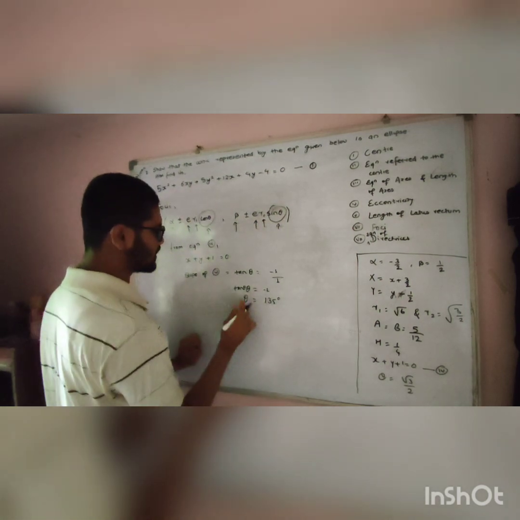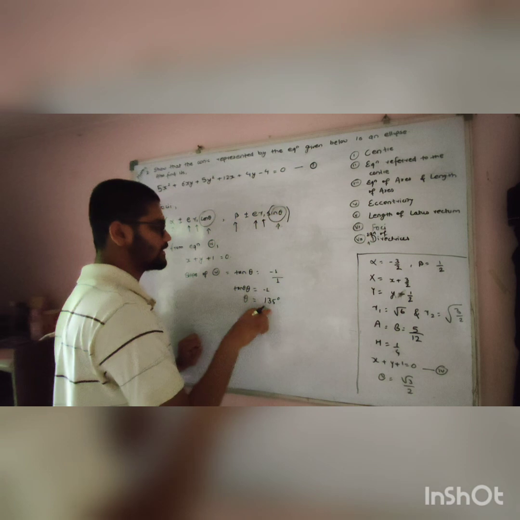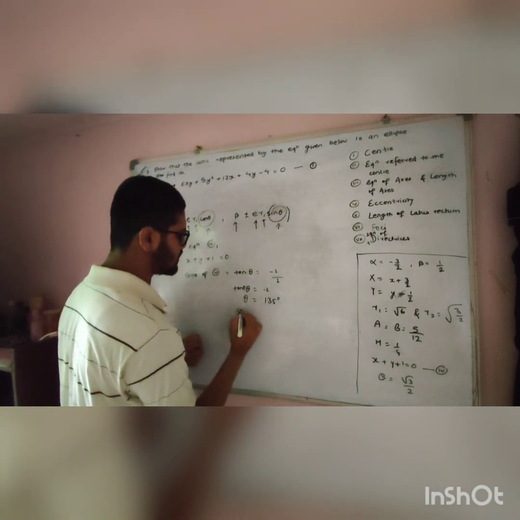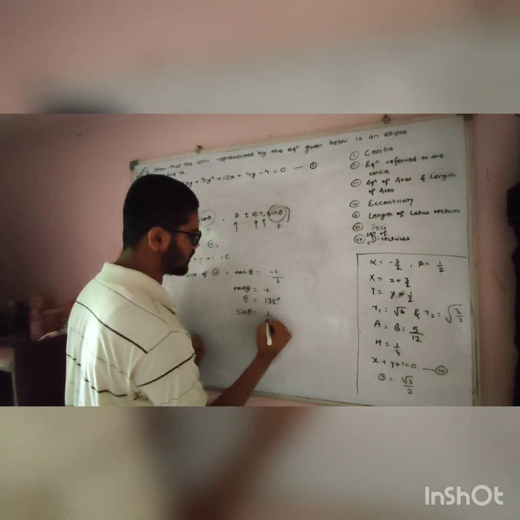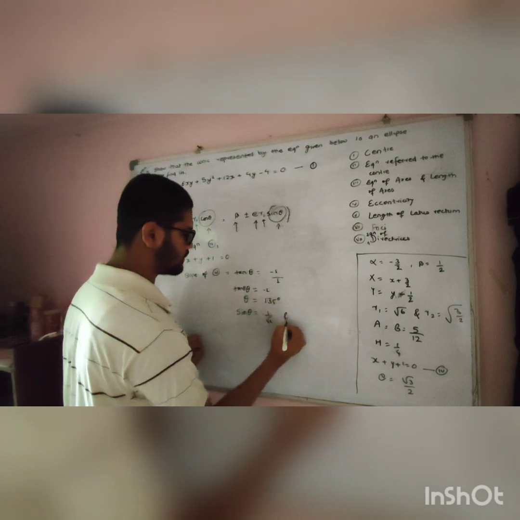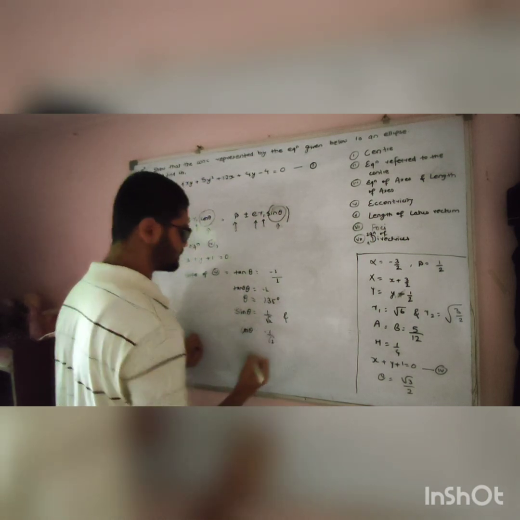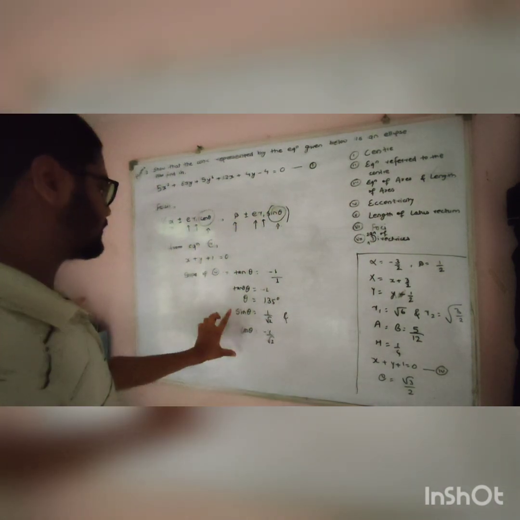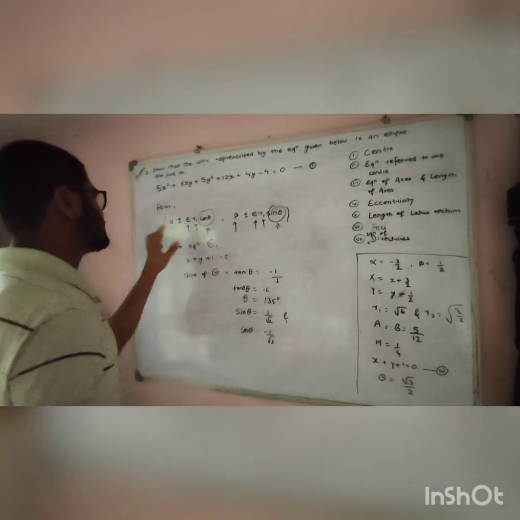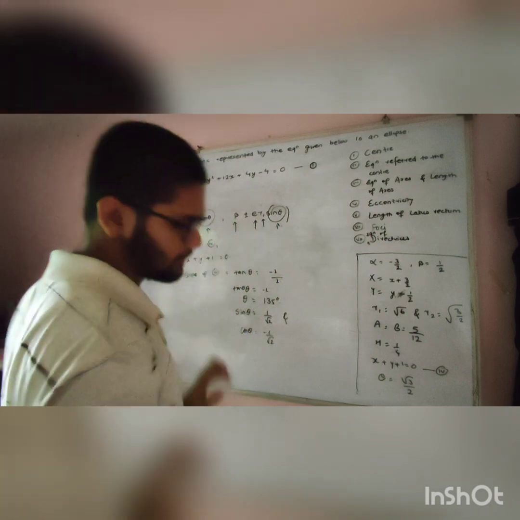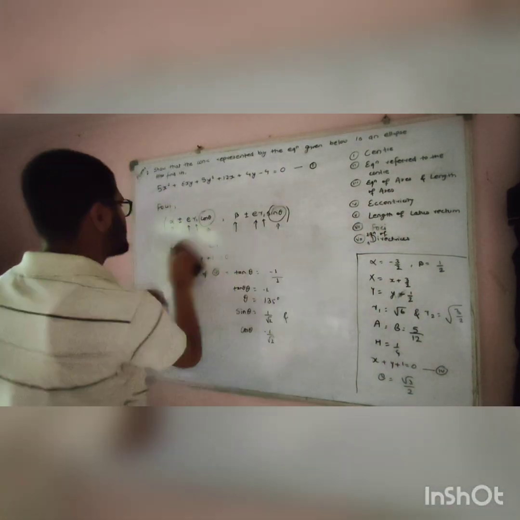Since we know the value of theta, we can find out the value of sin theta and cos theta. So sin theta is equal to 1 by root 2 and cos theta is equal to minus 1 by root 2. Now we know the value of sin theta and cos theta, so we can simply find out the coordinates of foci.